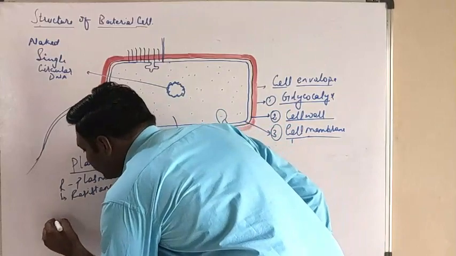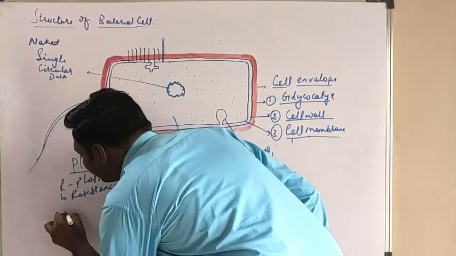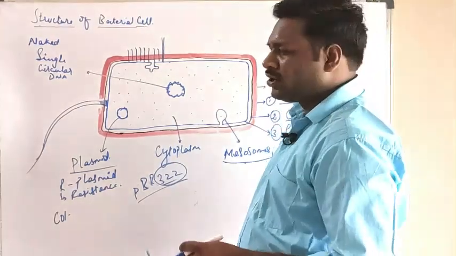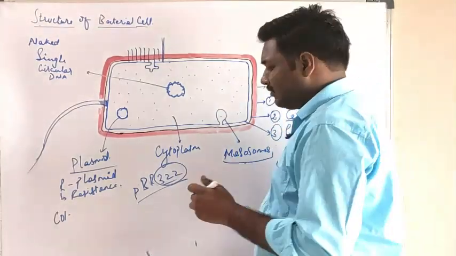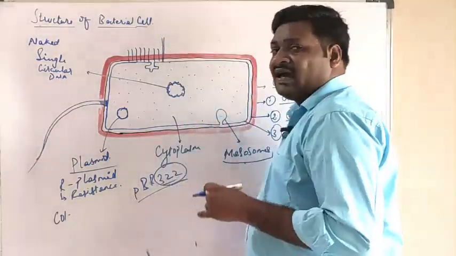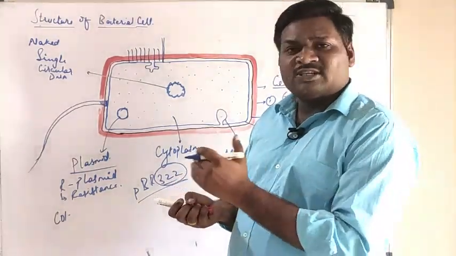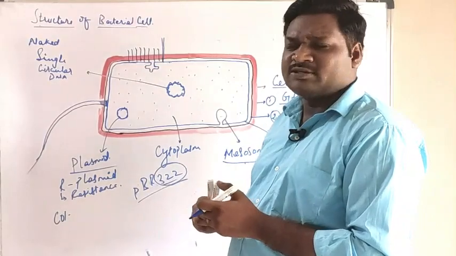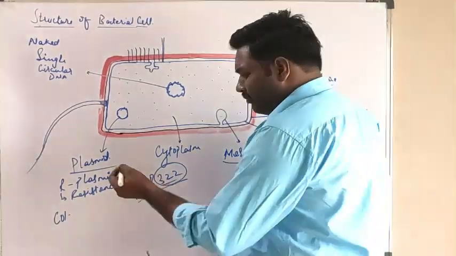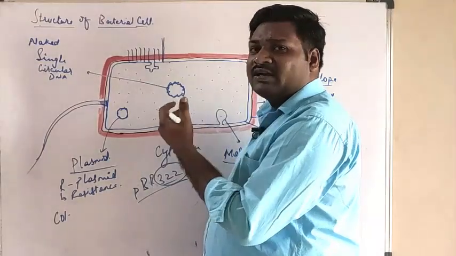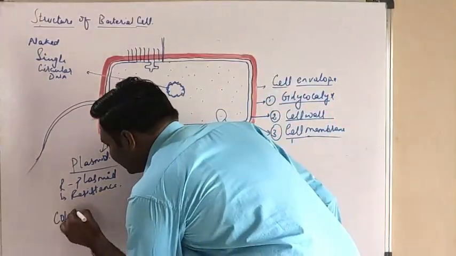Another type of plasmid is called the col plasmid. That is consisting of colchicine. This colchicine is involved in the inhibition of the spindle assembly. So generally it inhibits the spindle formation.